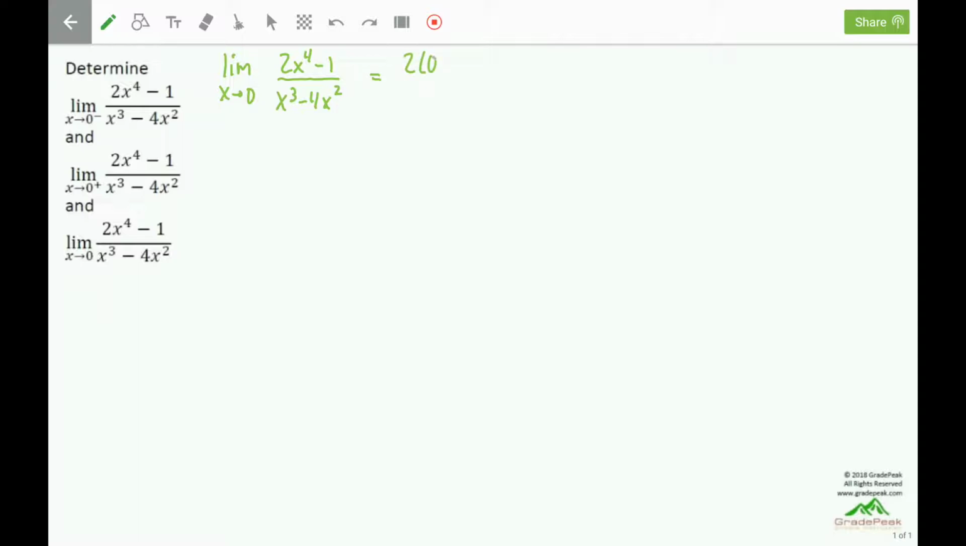That will give 2 times 0 to the fourth minus 1 divided by 0 cubed minus 4 times 0 squared. 2 times 0 to the fourth is a 0, minus 1, divided by 0 cubed is a 0, minus 4 times 0 squared is a 0. 2 times 0 is a 0, minus 1 over 0 minus 4 times 0 is a 0. 0 minus 1 is a negative 1, 0 minus 0 is a 0.